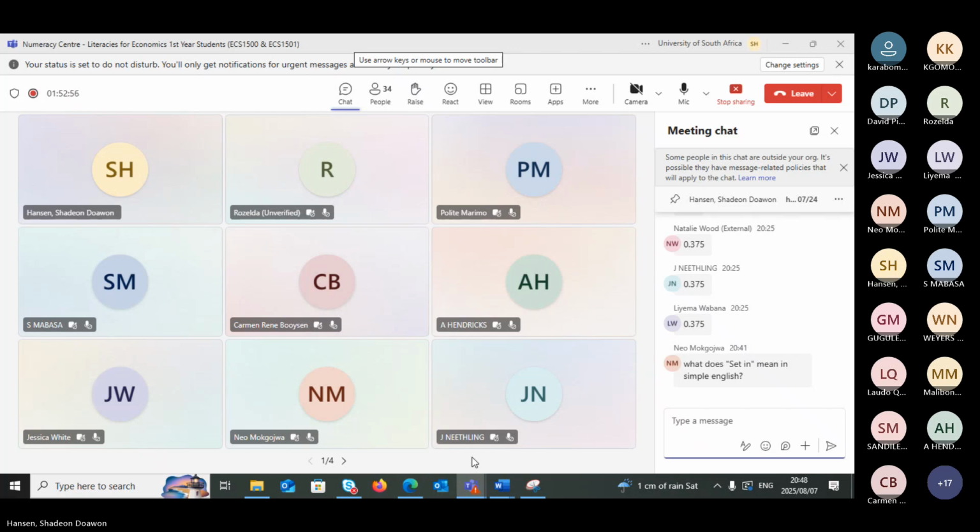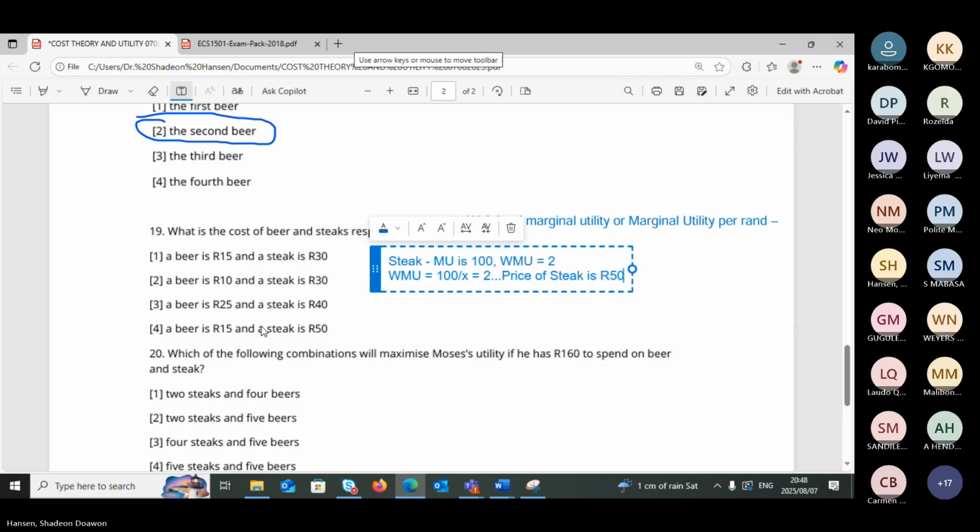So you see these options over here. There's no other option that says steak is 50 rand. There's only one option that says steak is 50 rand. That is the one that you are going to choose.